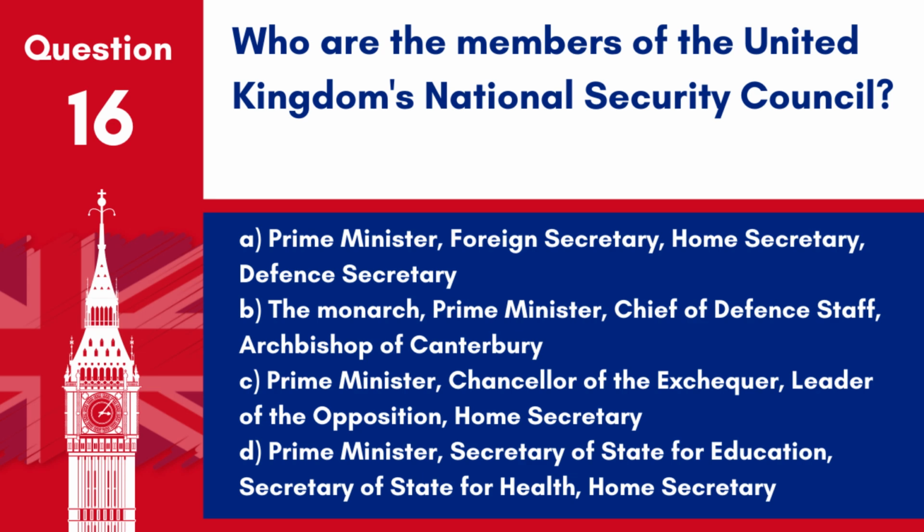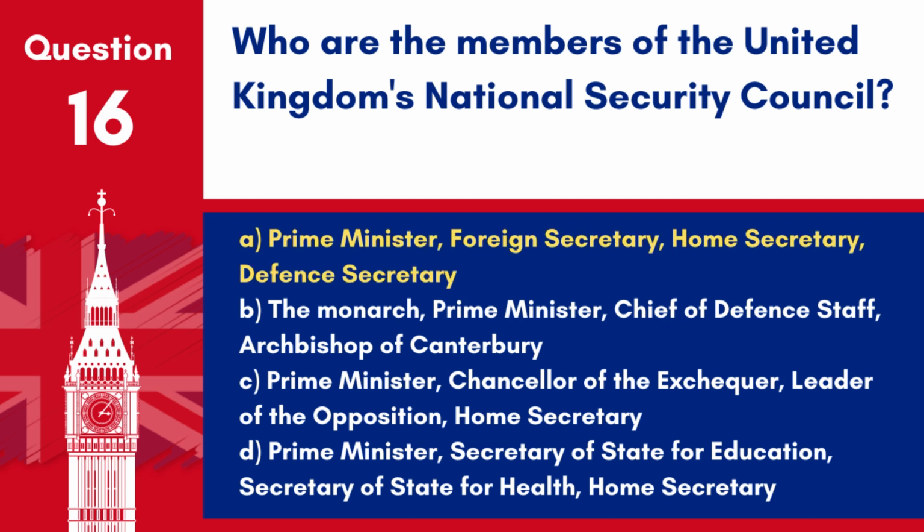A. Prime Minister, Foreign Secretary, Home Secretary, Defence Secretary. B. The Monarch, Prime Minister, Chief of Defence Staff, Archbishop of Canterbury. C. Prime Minister, Chancellor of the Exchequer, Leader of the Opposition, Home Secretary. D. Prime Minister, Secretary of State for Education, Secretary of State for Health, Home Secretary.